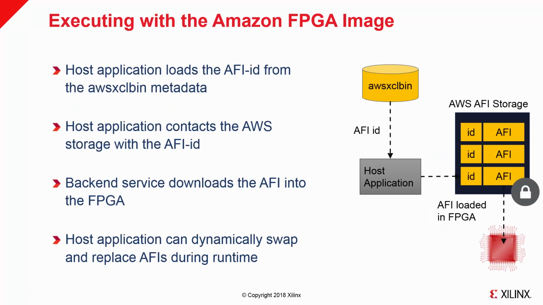As we saw, the host application is responsible for setting up the FPGA. When the application runs, it starts by loading the AFI ID from the AWS XCL bin file. It then contacts the AWS storage with the ID and downloads the proper AFI into the FPGA. The platform is now configured and ready to go. This setup step can be repeated multiple times during execution. This will result in the application dynamically swapping and replacing the AFI during runtime. Potentially a useful capability.